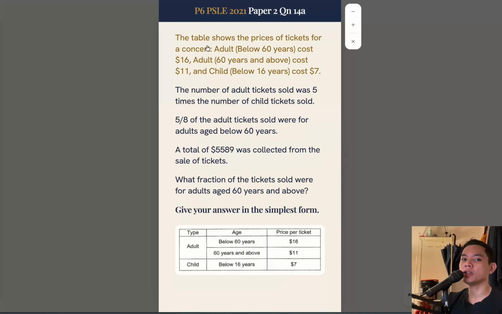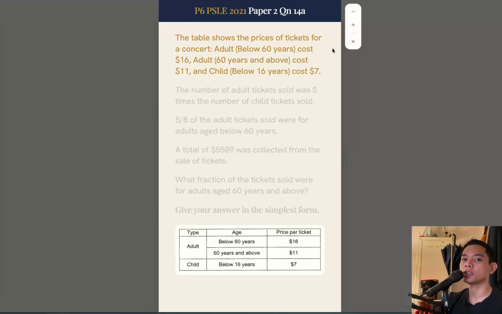Question 14 part A. The table shows the prices of tickets for a concert. So the adult is $16. Adults above 60 years old is $11, and child costs $7. Number of adult tickets sold was 5 times the number of child tickets sold. 5/8 of the adults sold were for adults aged below 60 years. A total of $5,589 was collected from the sale of tickets. What fraction of the tickets sold were for adults aged 60 years and above? Give your answer in the simplest form.